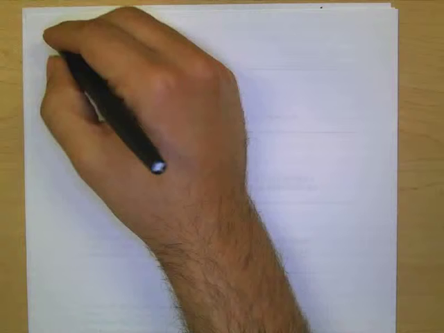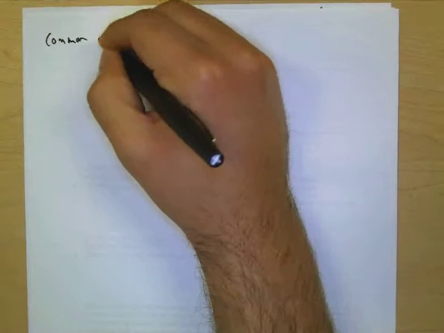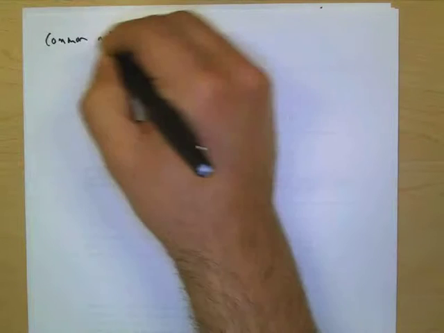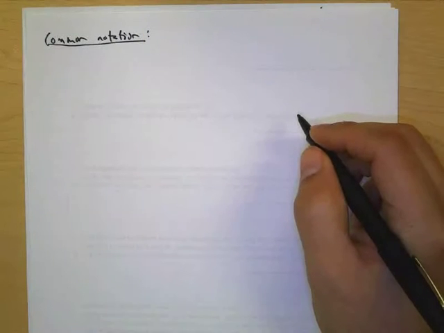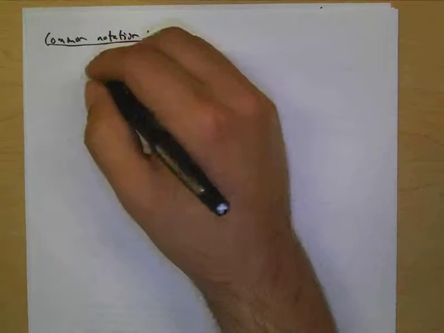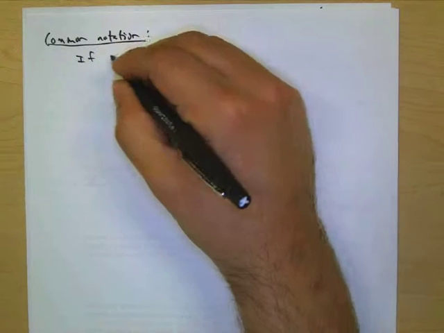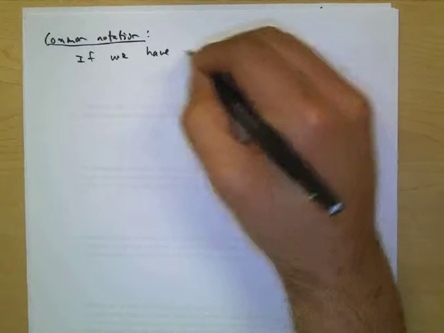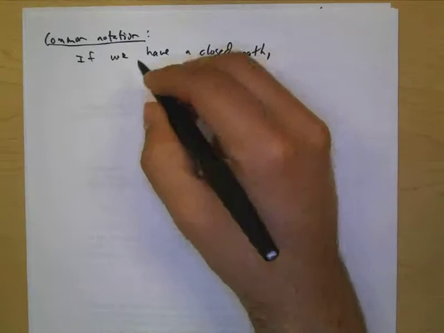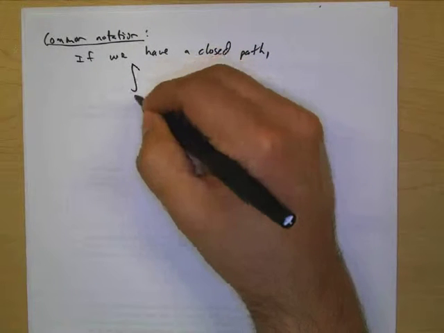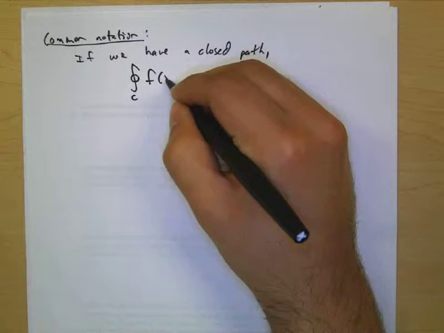All right, so in addition, let's talk about some common notation before we do the next example. If we have a closed path, sometimes you'll see this notation. It's the thing with the circle. That's what that means.